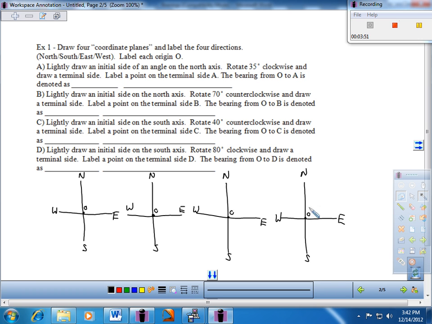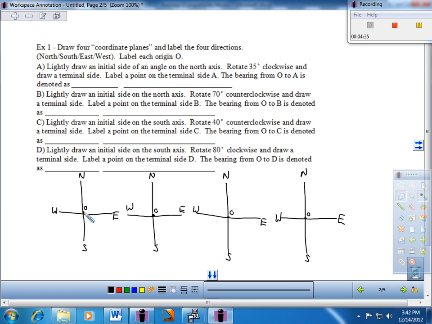So let's see what it says for part A. Lightly draw an initial side of an angle on the north axis. Okay, so everything is going to either rotate off the north or south axis. So just kind of starting out here. Here's my initial side going from here to here. And then it says rotate 35 degrees clockwise and draw a terminal side. So we're going to rotate clockwise. That would be this way, 35 degrees.